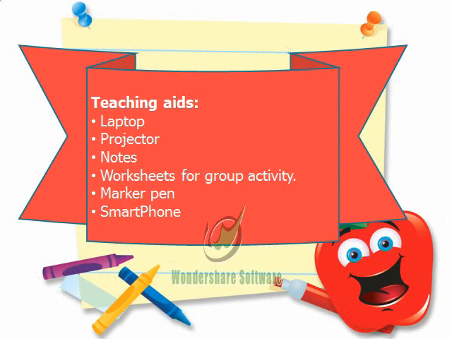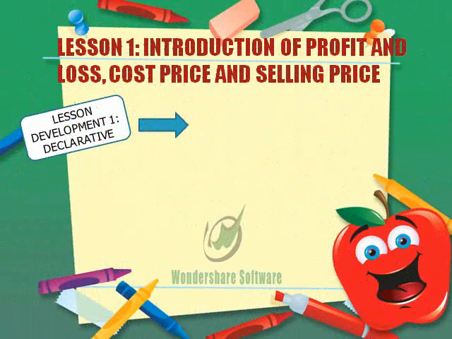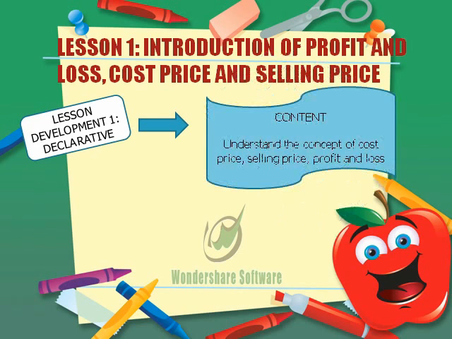So here's the teaching aids for Lesson Plan 1, which is computers, projector, notes, worksheets for group activity, marker pen, and also smartphones. PES 1 or Lesson Development 1. So this PES 1 consists of declarative knowledge. So the content will be understand the concept of cost price, selling price, profit, and loss.